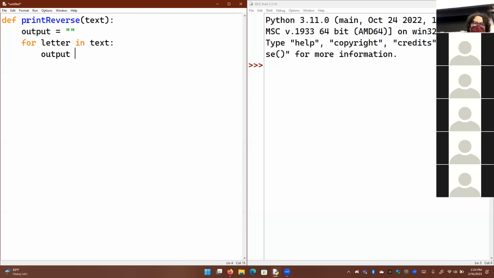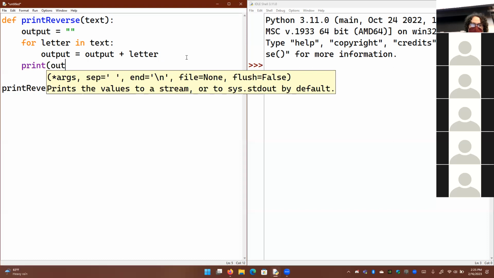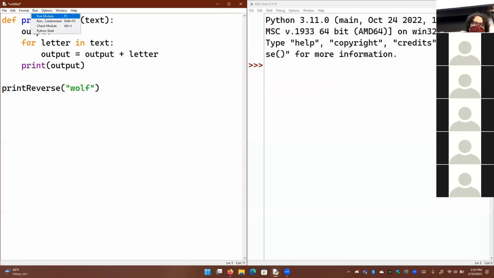But output. So first off, if we did this, output is equal to output plus letter. Basically, this says take what's currently stored in output and add letter to the end of it. Okay. So if I did that, it basically just clones what I had. So print reverse wolf. And again, I said for the function to print it out, so print output, and this will just simply print out the same thing. It's not going to reverse it.